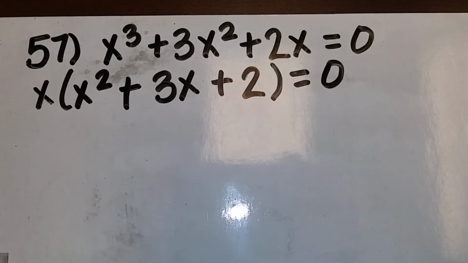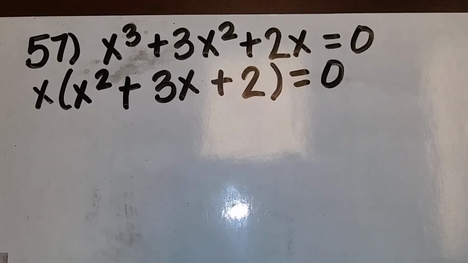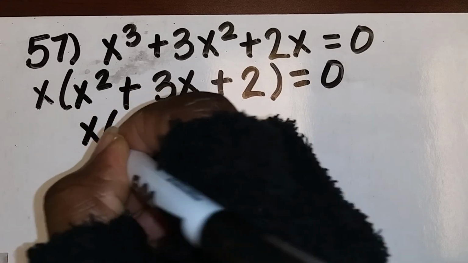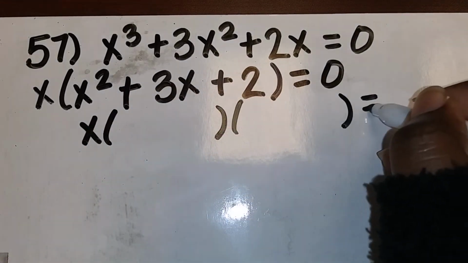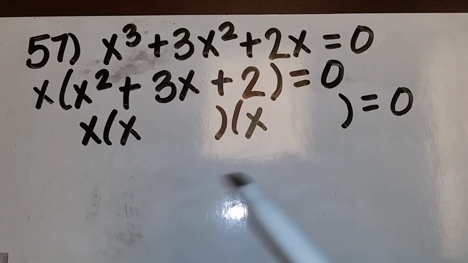But I still see a trinomial. So on here, I probably can factor again. You might and you might can't, but you want to try to see if it can factor. I'm going to go ahead and say x, 2 parentheses, equals 0. X times x, I'm doing trial and error method.